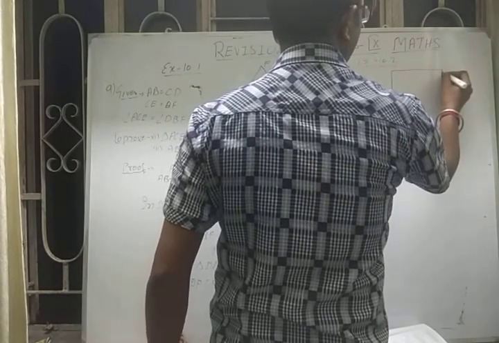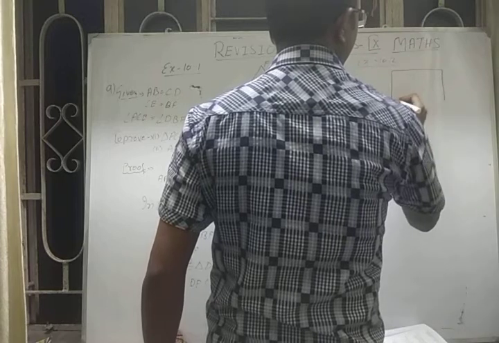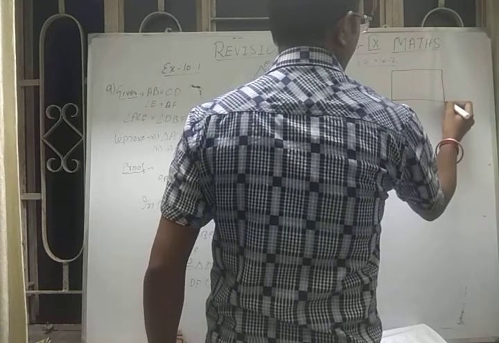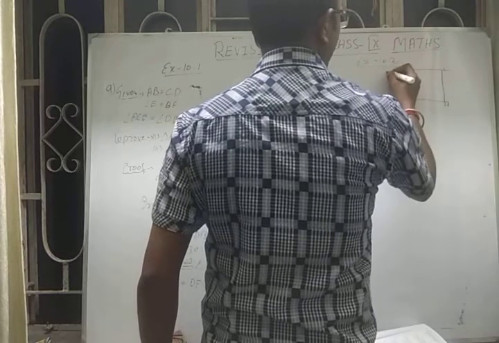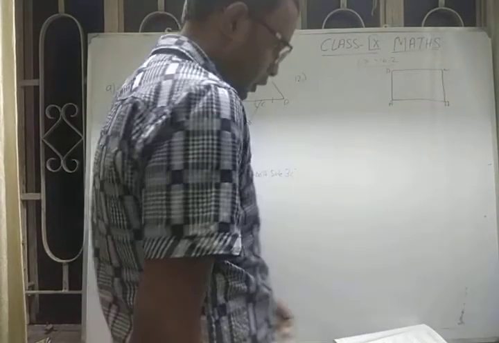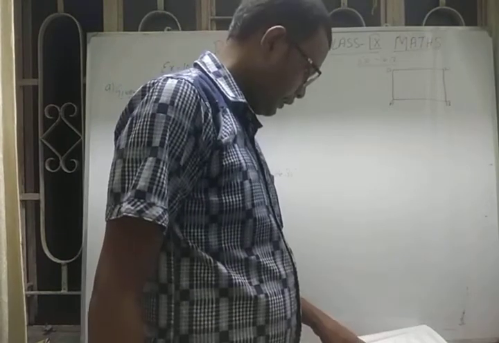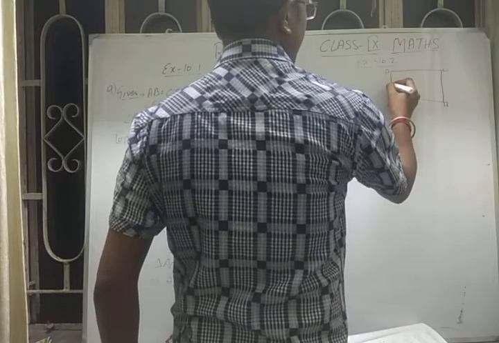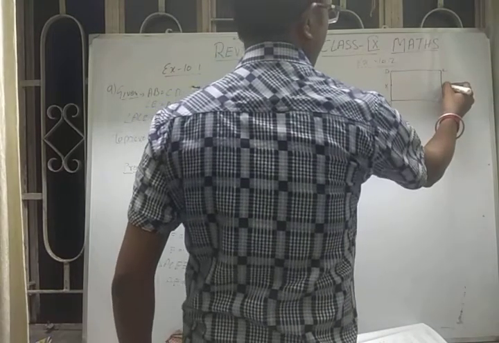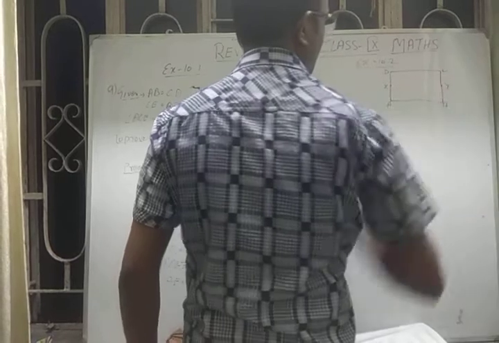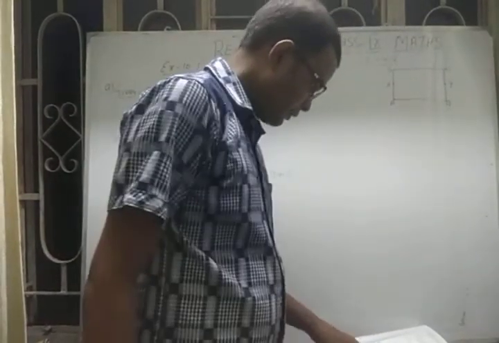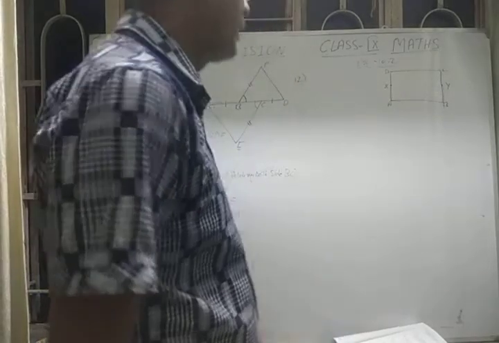So this is the rectangle whose name is A, B, C and D. Now it is said that X and Y are the points on AD and BC. So take a point X on AD, and Y on BC, such that AY is equal to BX.